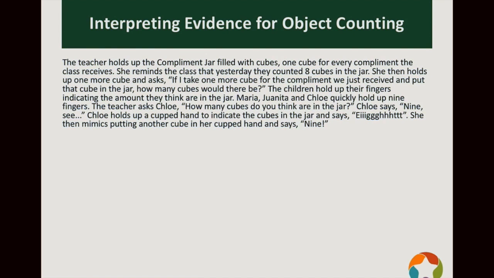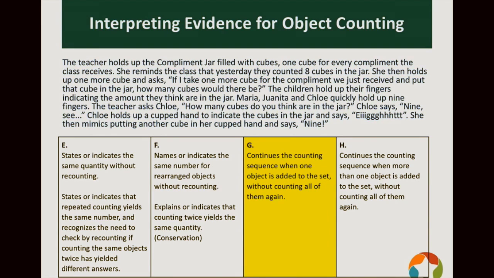Where do you think Chloe would be along the object counting progression for her current learning status? What would that skill demonstrate? We've placed that skill that Chloe is demonstrating at skill step G as her current learning status.